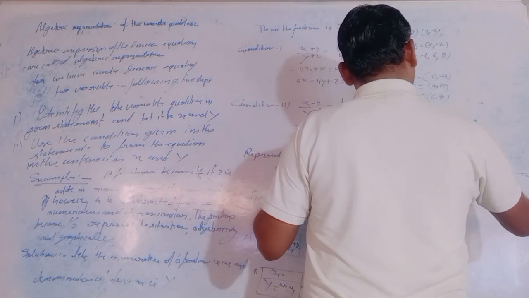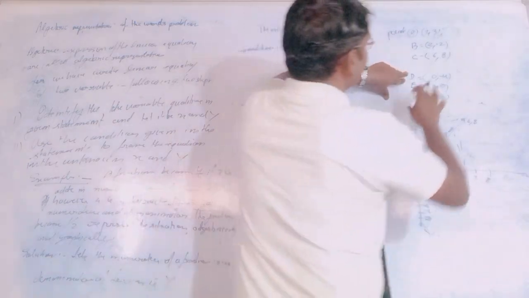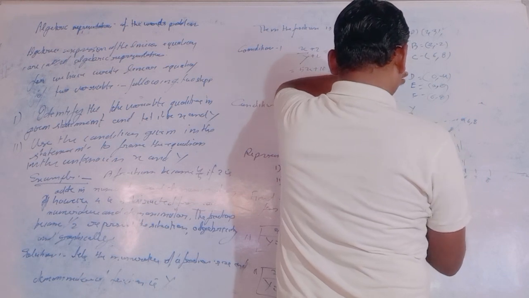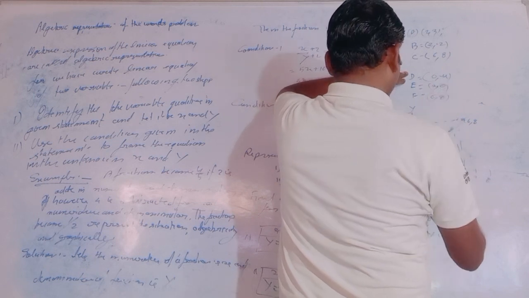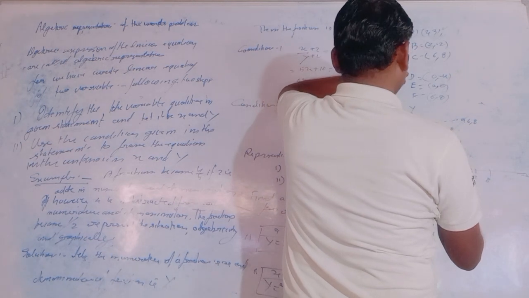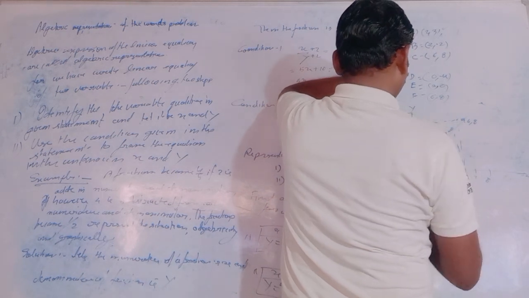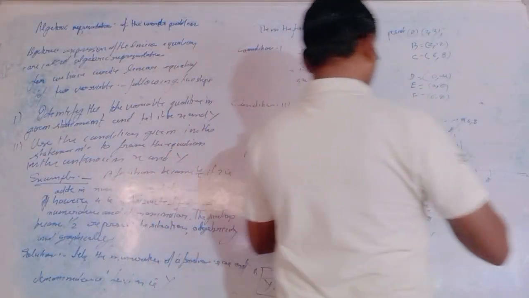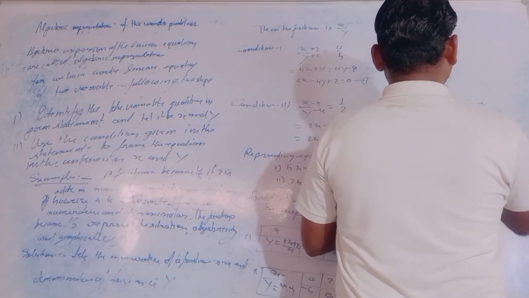5x minus 4y plus 2 is equal to 0. And to represent the second equation, we say x is 0 and y is minus 4, so we will get minus 4 here. Got it? And second is x is 2 and y is 0, so 2 and 0. Then again we will take 6 and 8, so 6 here and 8 here.